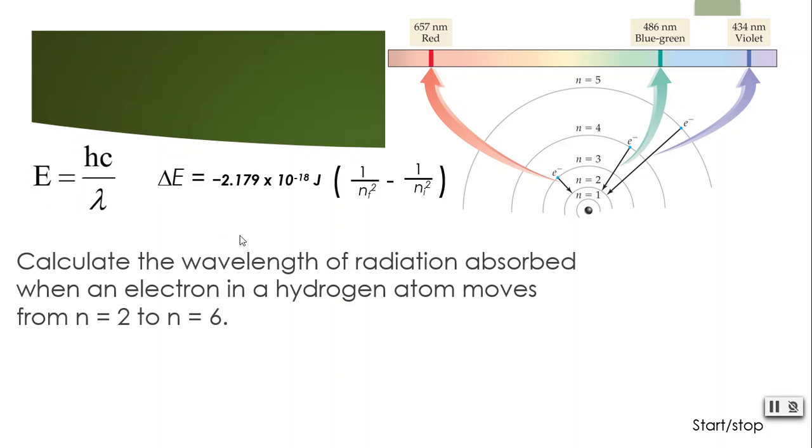the speed of light. So the first thing we're going to do is calculate the energy associated with that transition, and we will do that using this second equation. The change in energy is going to be that Rydberg constant multiplied by 1 over nf squared, or 1 over 6 squared, 36, minus 1 over 2 squared, 4. So doing that calculation should give you a change in energy of 4.842 times 10 to the negative 19th.